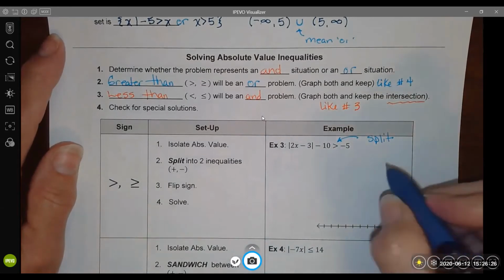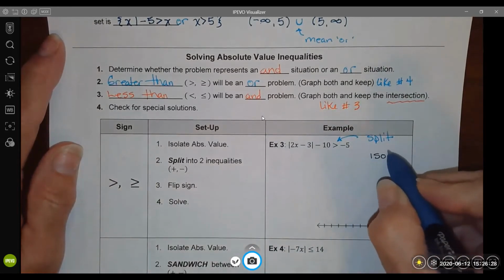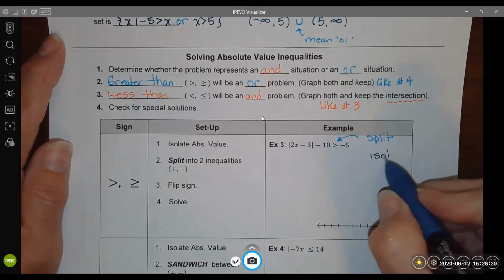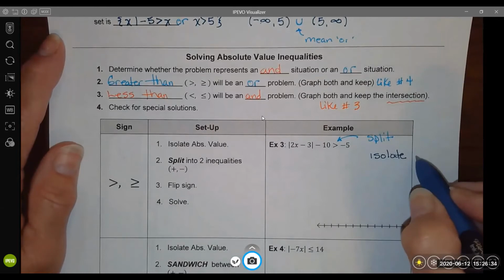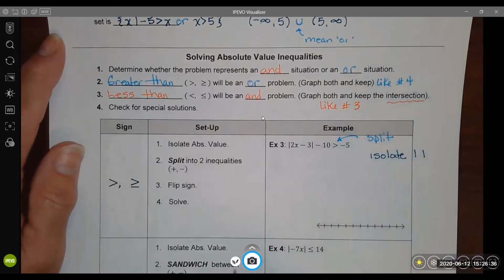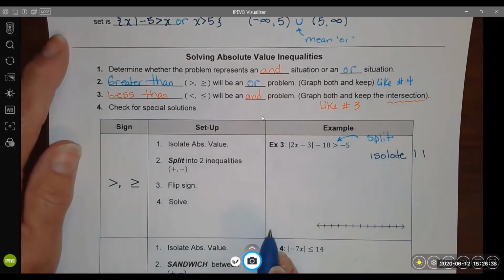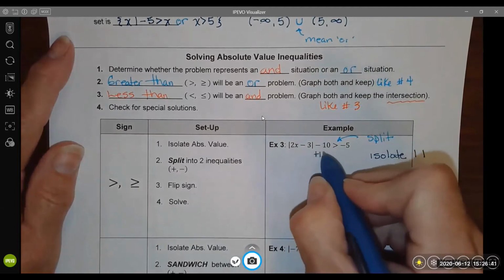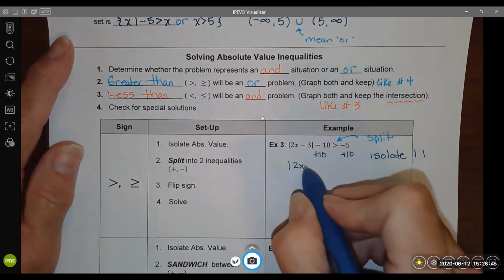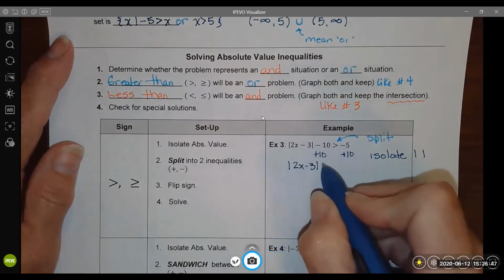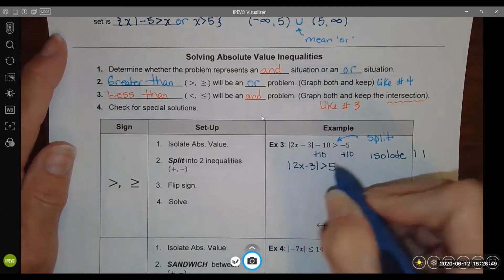The first thing I want to do is isolate my absolute value. I teach math. I need to isolate my absolute values, right? Which is what we did when we were solving equations. To do that, I'm going to add 10 to both sides. And I end up with the absolute value of 2x minus 3 has to be greater than positive 5.